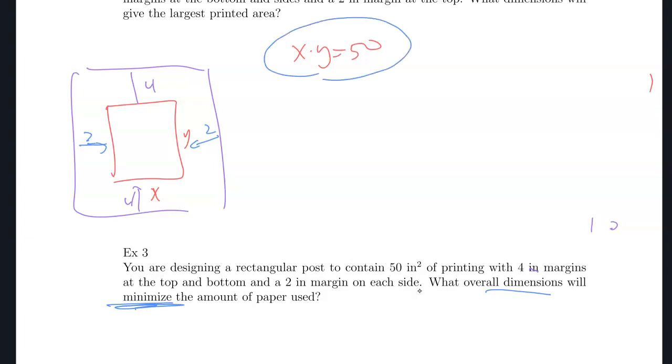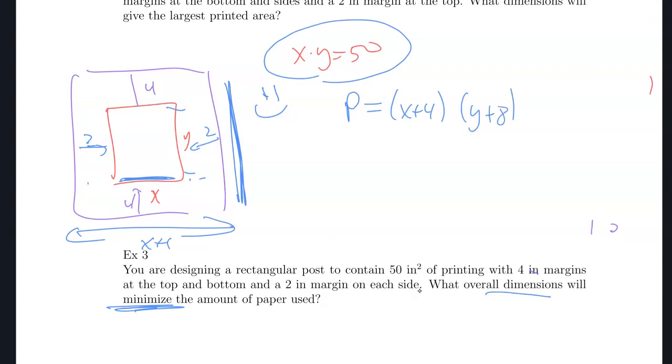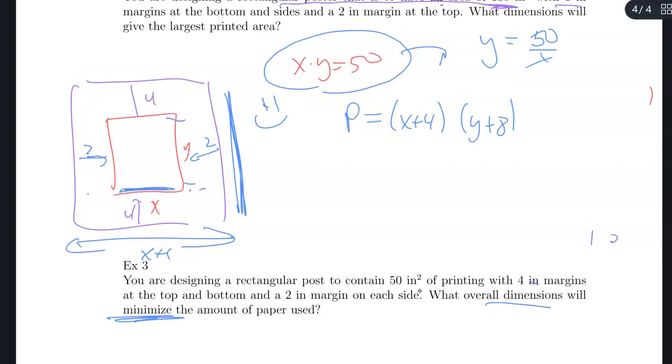So this is going to be such a nice thing to substitute in. So the amount of paper will be all of this, which will be X plus 4, right? So X plus 4 times all of this, which will be the distance of Y plus 8. Now I can substitute this in, so let's just solve for Y. So I get 50 over X. So P is equal to (X plus 4)(50 over X plus 8).